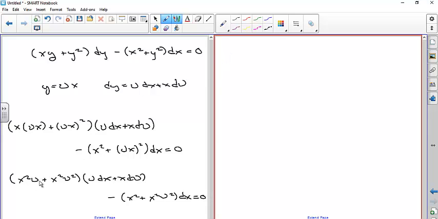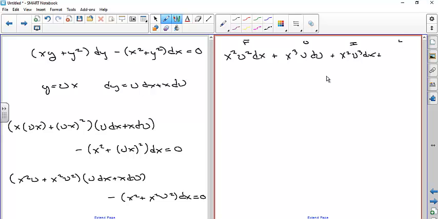So this is the tricky part. First, I've got x squared nu dx, so that gives me x squared nu squared dx. Okay, so that's first. Let's do next, plus outer. So that's these two. So I've got x squared nu times x, so that's x cubed nu d nu. Then I've got inner. So that's these two. So I've got x squared nu cubed dx.